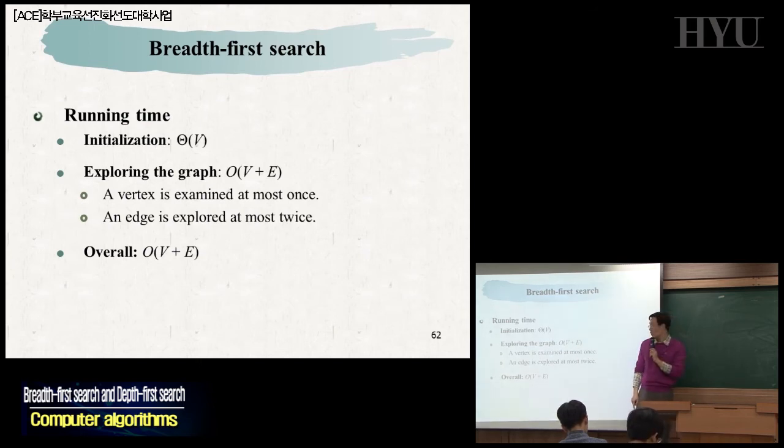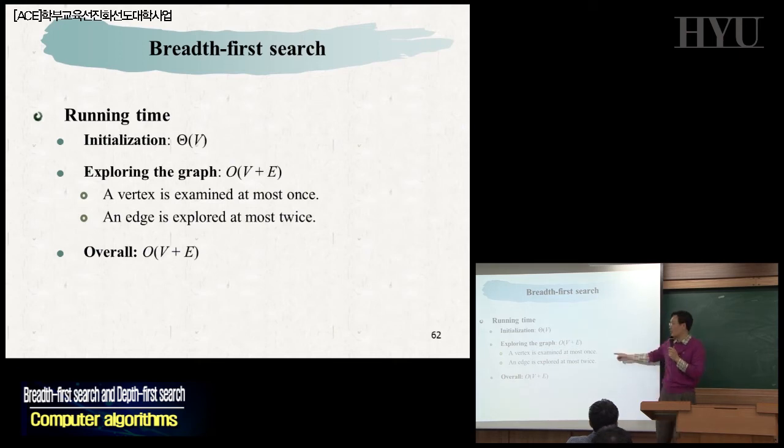And my last question, why do we have to add "at most"? Based on your explanations, they should be once and twice. Yes, why? If a graph is disconnected, there are some vertices not reachable from the source. So we don't visit those vertices. So those vertices are not examined. And edges between those vertices are not explored. So they are at most once, so that's why it's big O, not theta.